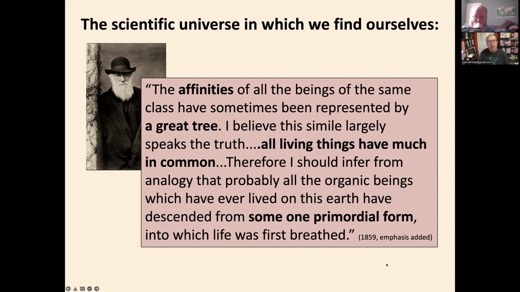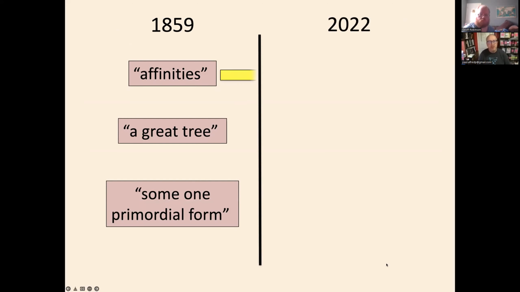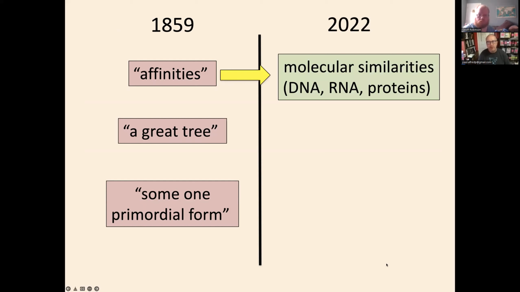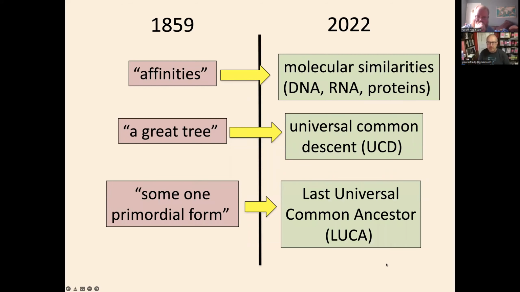So Darwin, I think you can make a strong case, really is the person who put this theory of universal common descent on the map scientifically, in a way that, as I've said, we still inhabit that scientific universe. And you can trace conceptual linkages from The Origin right to the present. So affinities today we understand mainly in terms of molecular data, which is what I'll be talking about today and tomorrow. A great tree is this theory of universal common descent. And some one primordial form is now referred to as the last universal common ancestor, typically abbreviated LUCA.